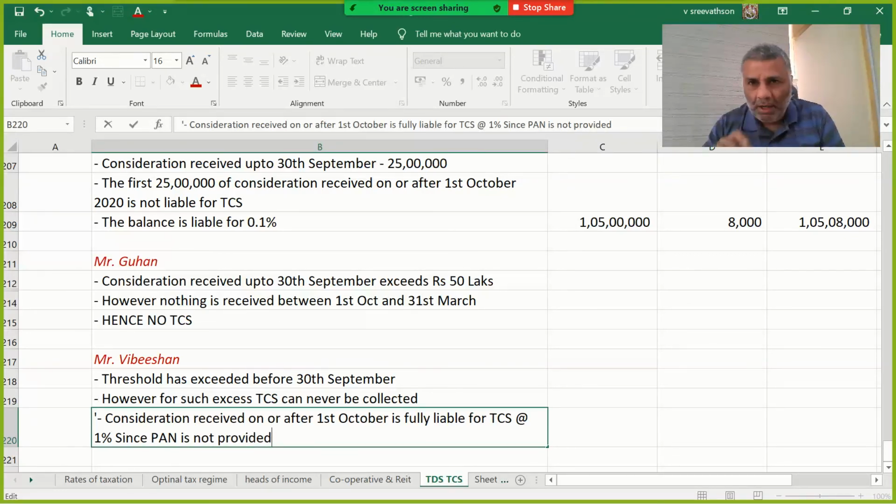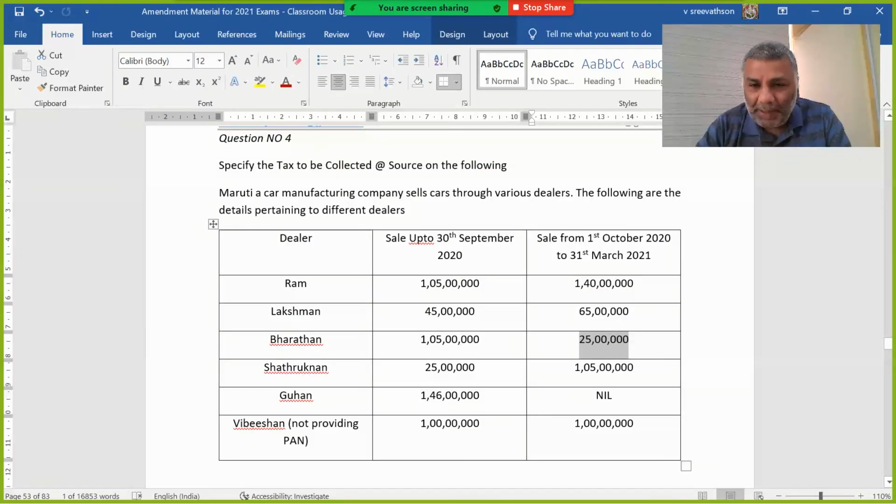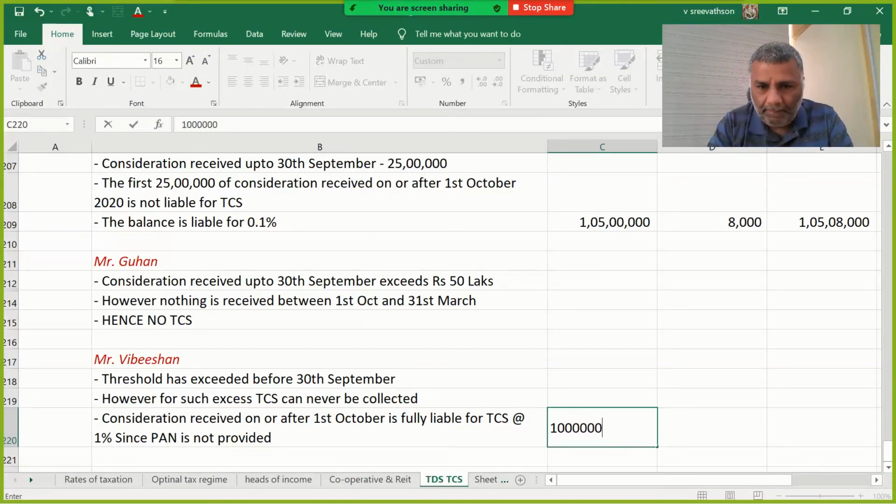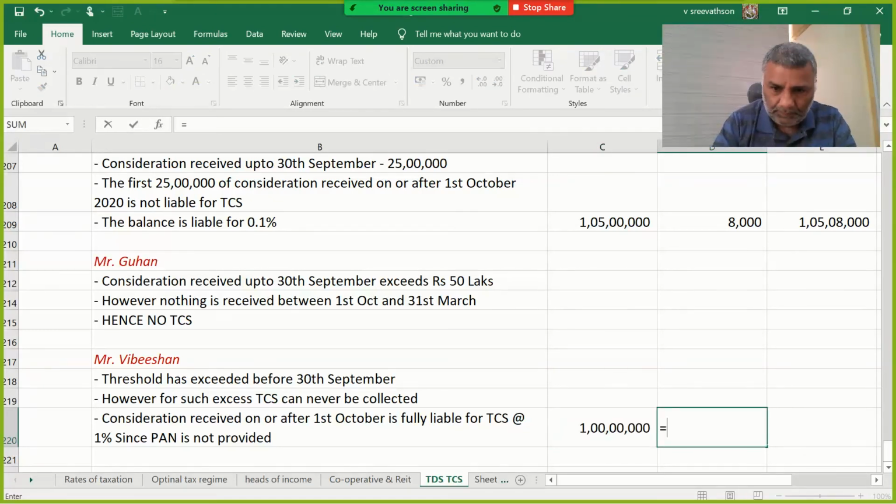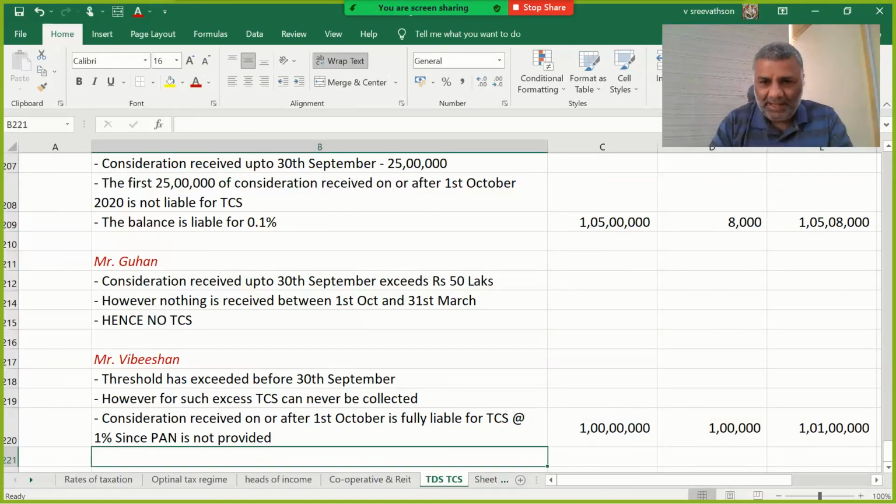I repeat one thing. The similarity between 194O and 206C(1H): there also, if PAN is not provided, it is not 20%, it is only 5%. Here also, if PAN is not provided, it is twice the rate or 1%, whichever is higher. So obviously 1% will be higher. So please remember that. 1 crore at 1%. You can see at 0.1%, it would be only 10,000. PAN is not provided, higher rate.